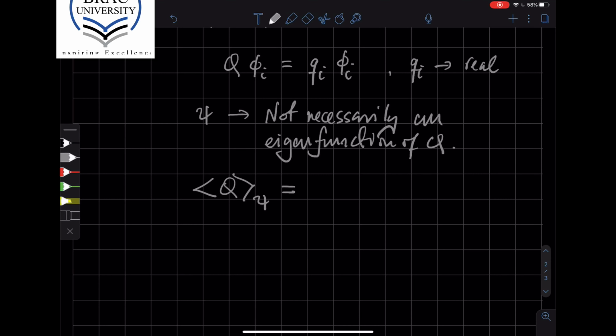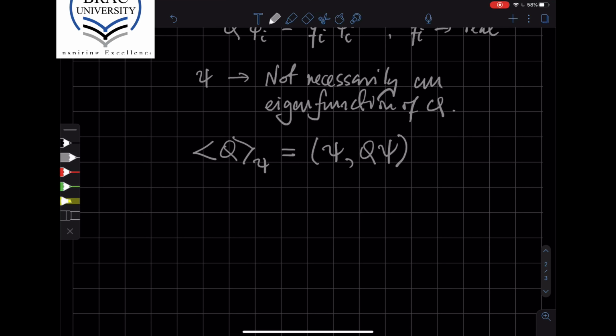So the definition of the expectation value is this object. By expanding psi in terms of phi_i, we can show that this will be the sum over i of the probability that when we do an experiment on the wave function psi for Q, we obtain the value q_i, times q_i. So this is what it means to take an average. If psi is not an eigenfunction of Q, there will be a probability distribution with some kind of a spread.